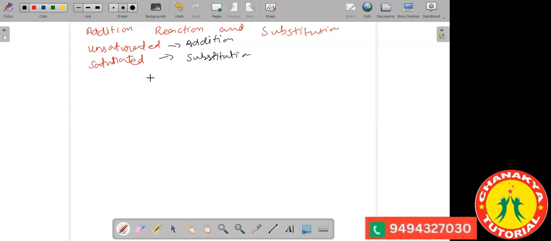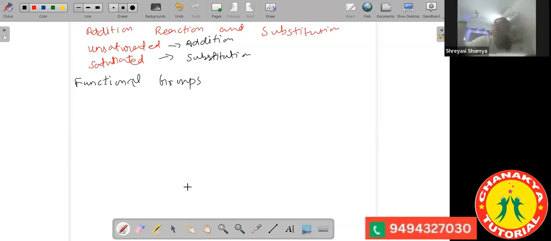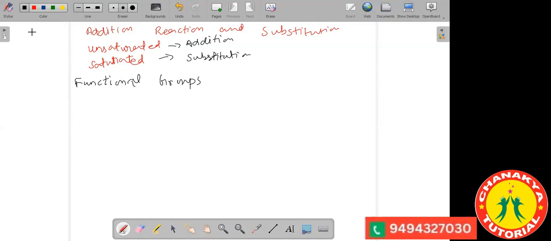Now, today we will do some functional groups. Functional groups we will do today. So in the last class, do you remember that we had done nomenclature of the carbon compounds? Yes, sir. Okay, so over there we had done the nomenclature of the carbon compounds.